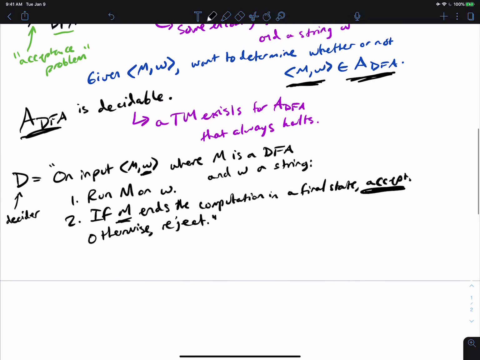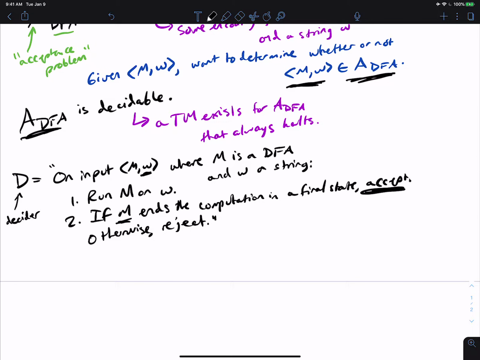And that's the whole machine. So the justification is pretty clear. We just run the machine on the input, and if we end in a final state, we say yes, the machine accepts the input. Otherwise, we reject the string MW because we determine M does not accept W. So the only justification we need here is, is this actually a decider?